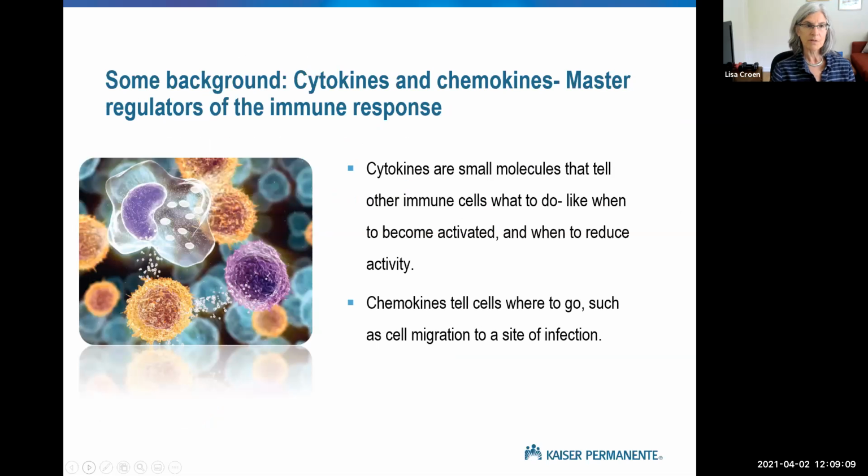So just to give you some real broad brushstrokes background in immune system response, I'm going to be talking about cytokines and chemokines. These are master regulators of the immune response. Cytokines are small molecules that tell other immune cells what to do, when to become activated, when to reduce activity. And chemokines tell cells where to go, like migrating to a site of infection.